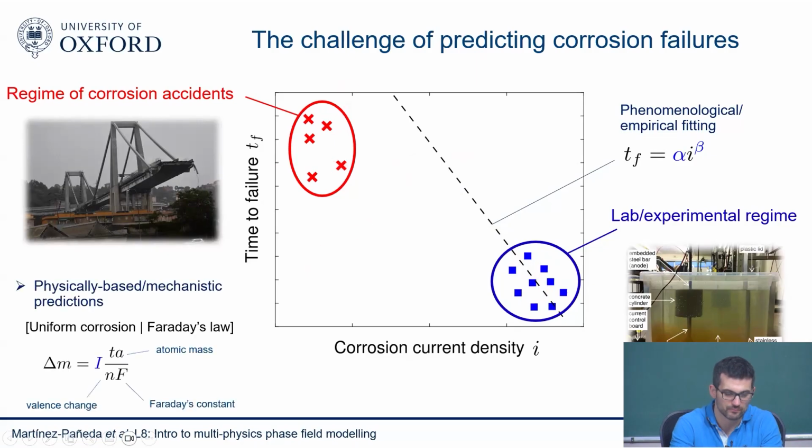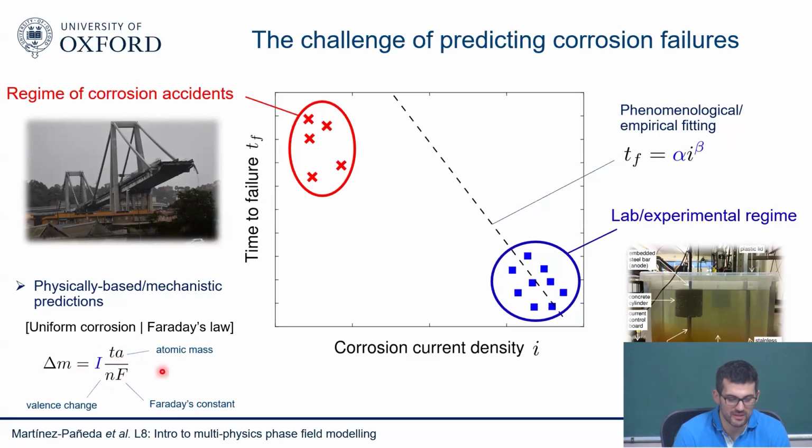This is the idea. There are some occasions where we have been able to develop predictive corrosion models, or mechanistic corrosion models, or physically based corrosion models. This is when we have uniform corrosion, we use Faraday's law. So here, this is Faraday's law. This tells you the change in mass as a function of the current versus quantities that you can see have a clear physical meaning: atomic mass, valence change, Faraday's constant, and time. So here, this is good.